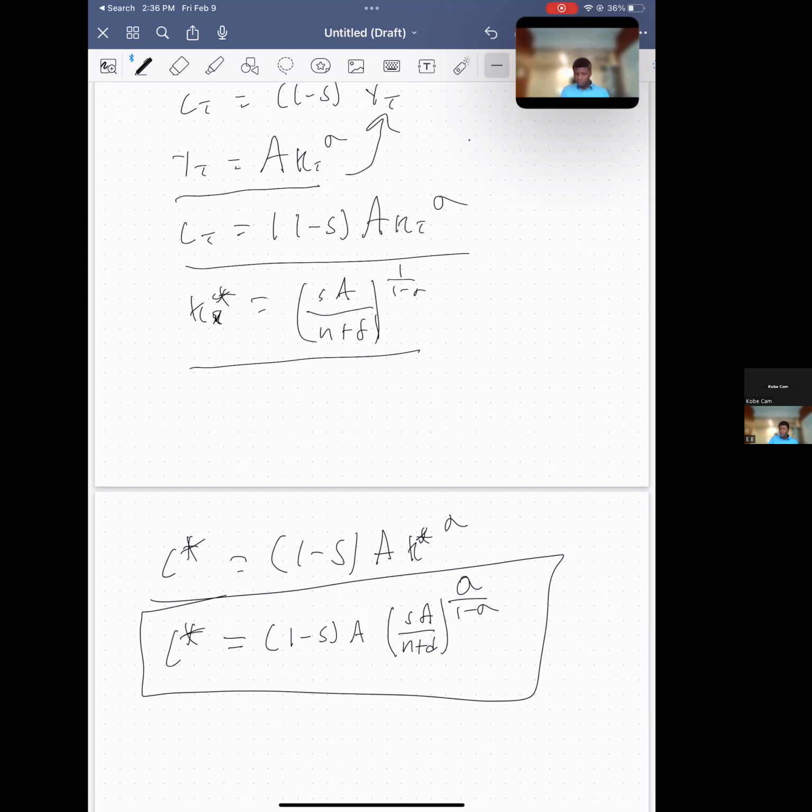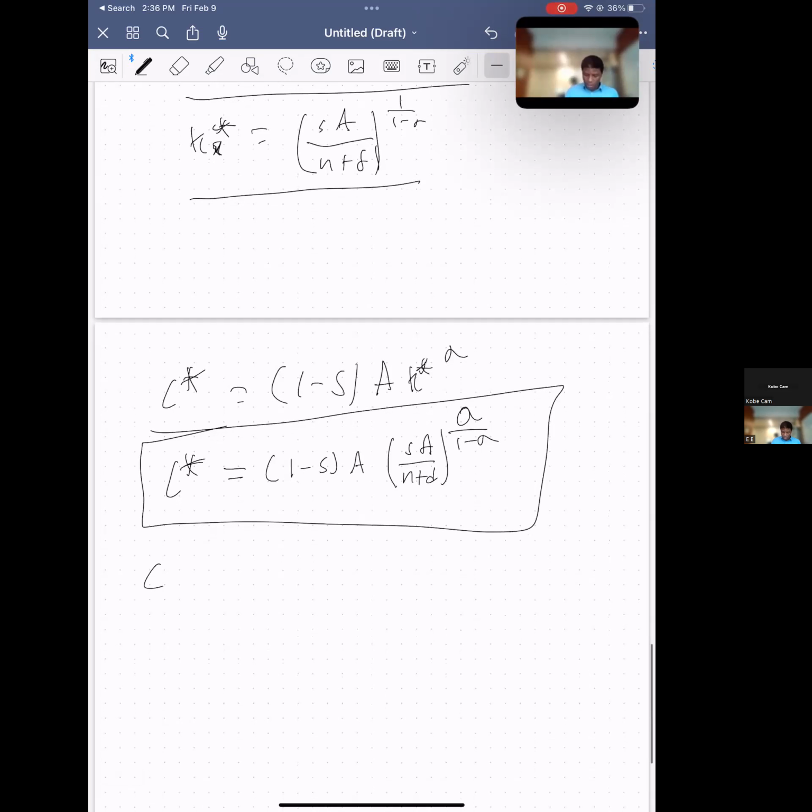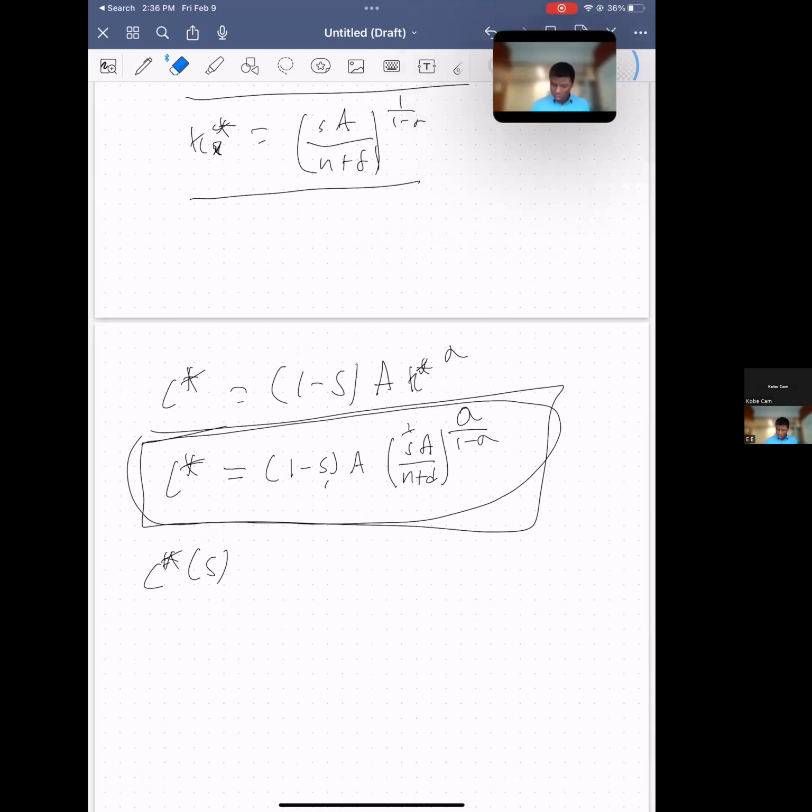Okay. So what does that all mean? That just means that we recognize that C star is just a function of the savings rate, right? So the savings rate is a variable in this model. We can see S right here. So now what it wants us to do is maximize the steady state level of consumption, C star.